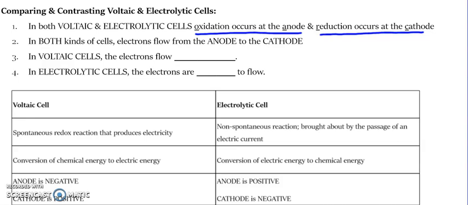In both kinds of cells, electrons flow from anode to cathode, so they still go from here to here. However, in voltaic cells, the electrons flow naturally, because remember, this is spontaneous. And in electrolytic cells, the electrons are forced to flow. This is where the battery comes into play.